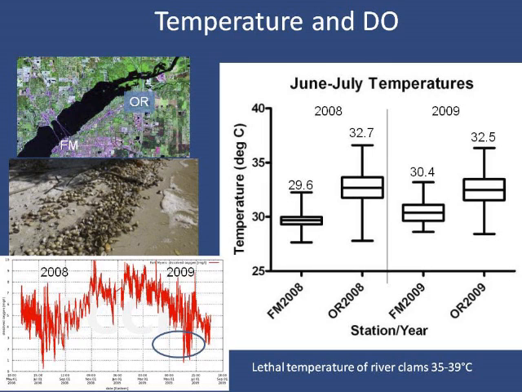The temperature during this period, when the clams were washing up near the Orange River, was up to 35 centigrade, which is in the lethal temperature range. When you have high temperatures in association with low oxygen levels, that's deadly, even for clams, even though clams are pretty adapted to hypoxic conditions and most ready to withstand them.